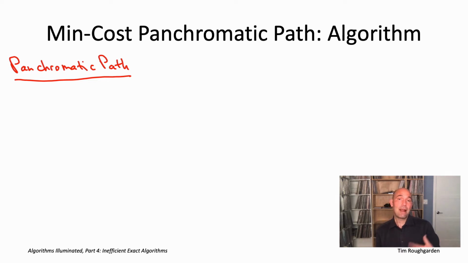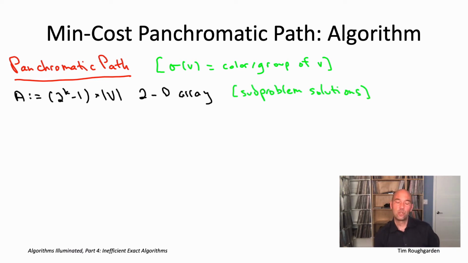Remember, in addition to the graph and the edge costs, this algorithm is given a coloring, or a vertex partitioning. So I'm going to use the notation sigma of v to denote the color that is assigned to the vertex v. And again, that's part of the input. As usual, we start with our subproblem array, capital A. It's going to be two-dimensional, reflecting the two parameters that index our subproblems. The first parameter is the subset of colors. Any non-empty subset of colors we have to deal with, so that's 2 to the k minus 1 choices for capital S. And then there are n choices for the ending vertex, little v, where by n I mean the number of vertices.